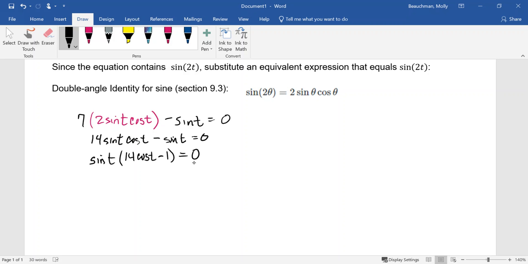Now set each of our expressions equal to 0. So the sine of t is equal to 0, and 14 times the cosine t minus 1 is equal to 0. Add 1 to both sides, divide both sides by 14. We get the cosine of t is equal to 1/14.